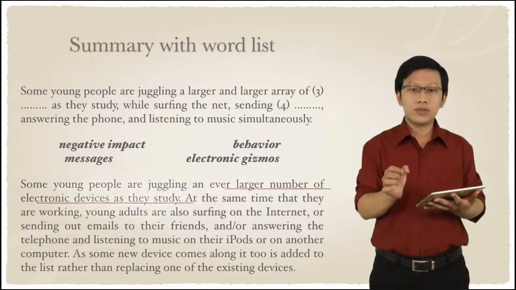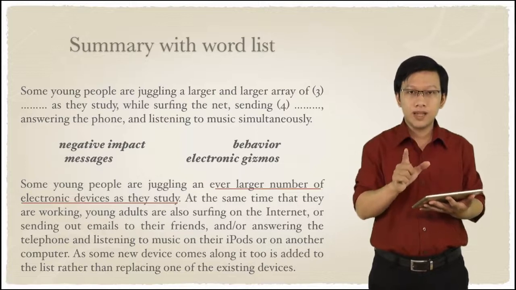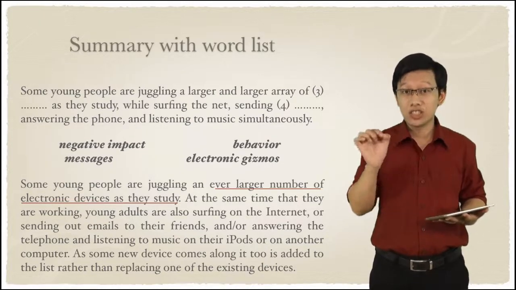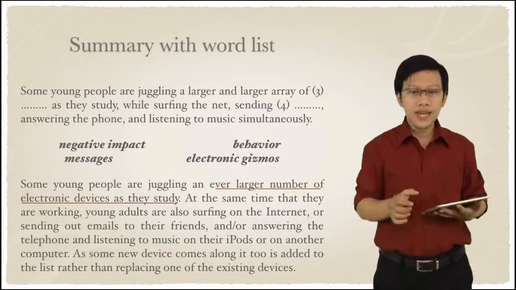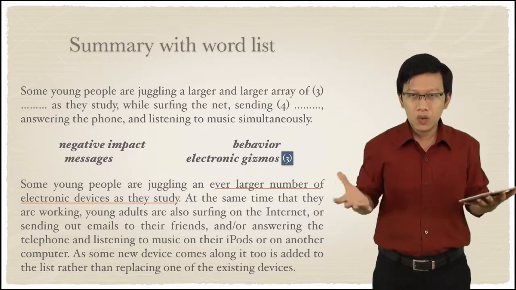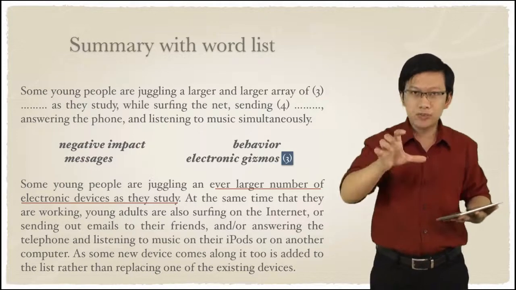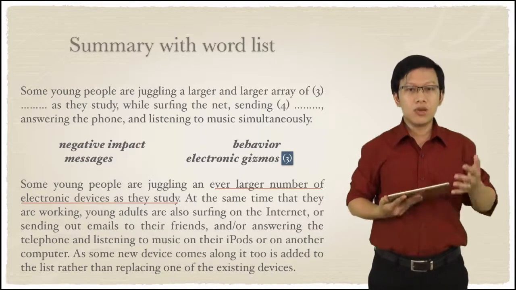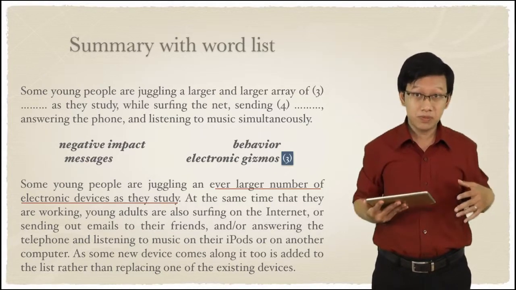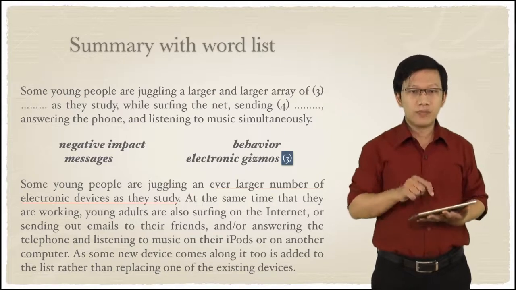So when you read the text, you see that your information is located here. Have a larger number of electronic devices as they study. Your answer will be electronic gizmos. Maybe you don't know what it means, but you have to be able to find it because it's the only one that matches with electronic devices. Very simple.